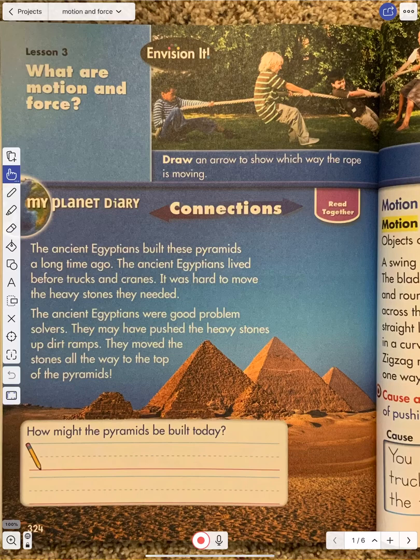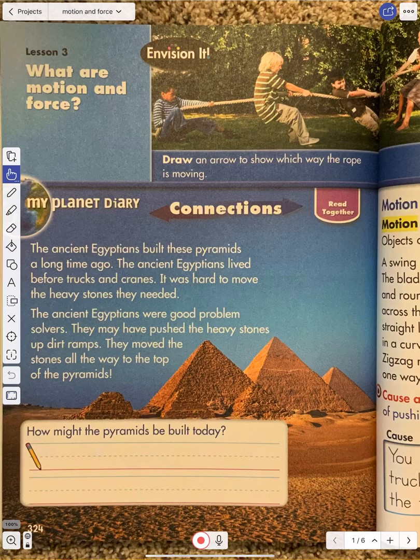Let's read. The ancient Egyptians built these pyramids a long time ago. The ancient Egyptians lived before trucks and cranes. It was hard to move the heavy stones they needed. The ancient Egyptians were good problem solvers. They may have pushed the heavy stones up dirt ramps. They moved the stones all the way to the top of the pyramids.